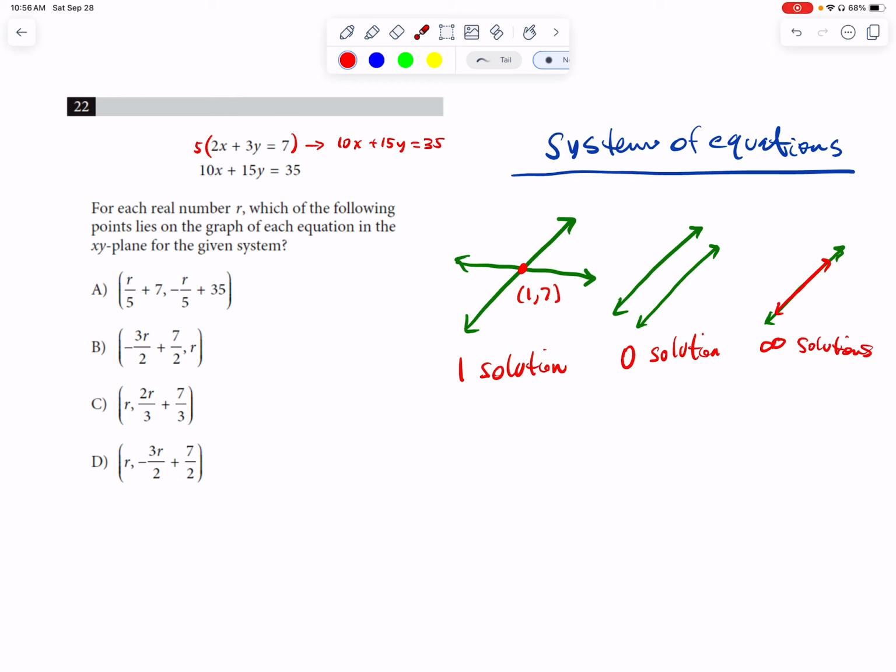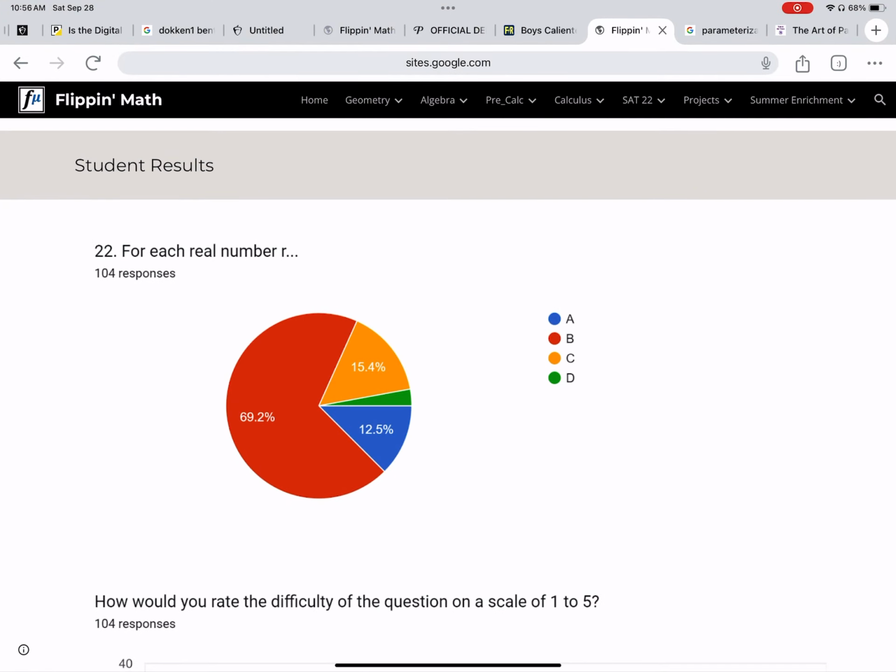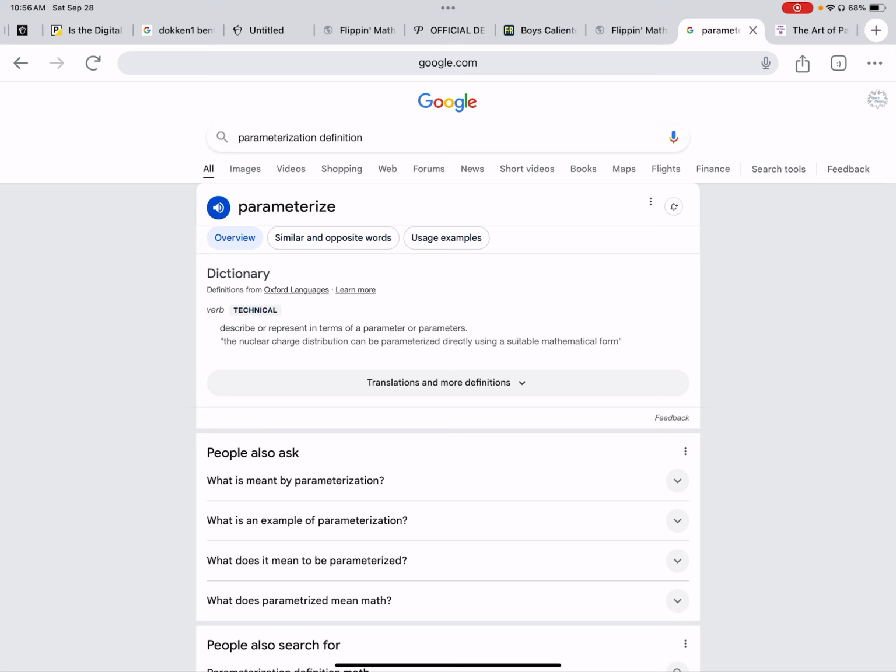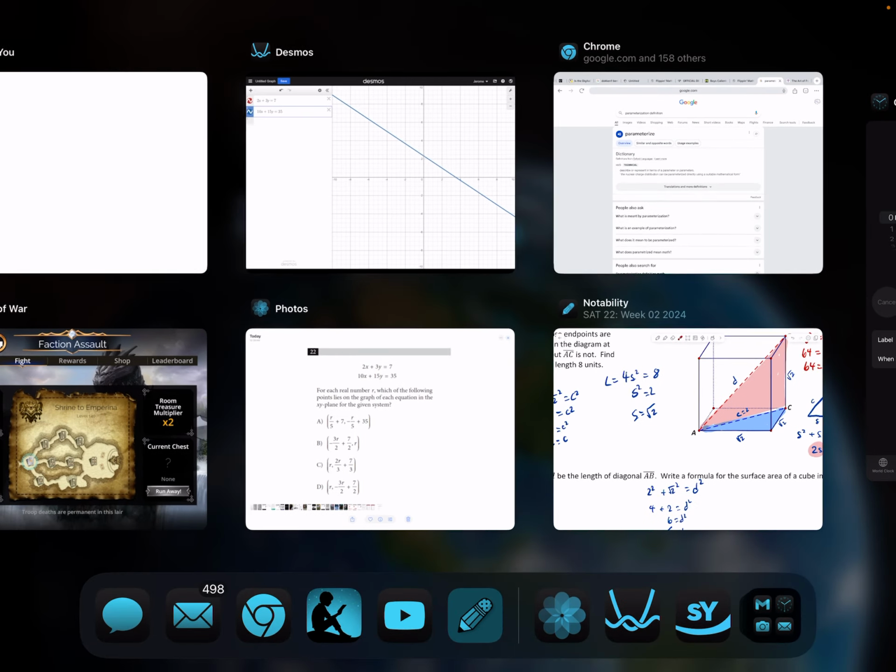Now, what the fine folks at the SAT at College Board have done is that they have parameterized, let me write that word down, parameterized or parameter. Just look at this. It's right here. Parameterize. Yes, exactly. You can see describe or represent in terms of a parameter or parameters. That's essentially what they did.